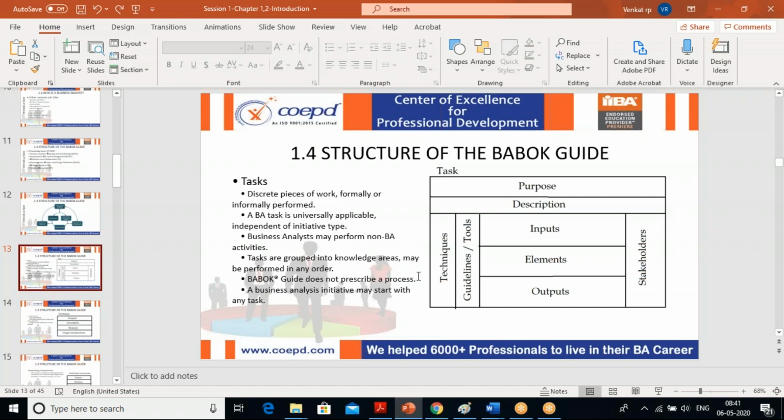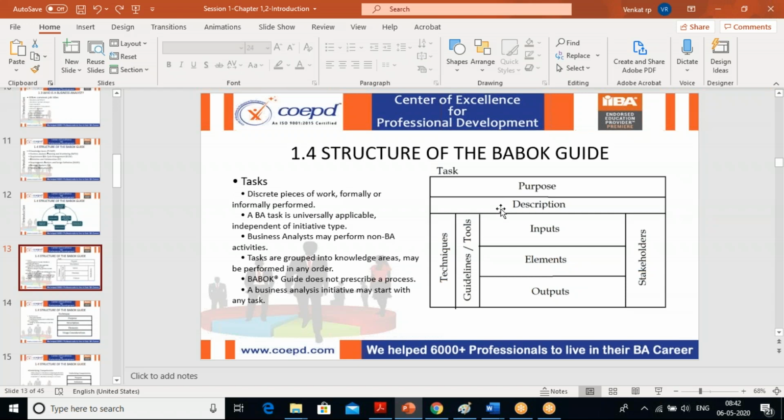We call all these independent units of work done by a business analyst a task. Business analysis is nothing but a combination of tasks, and these tasks are independent units of work done by a business analyst in any initiative.